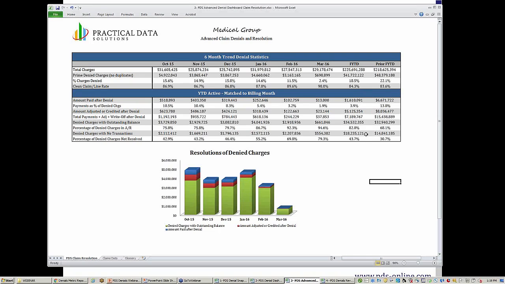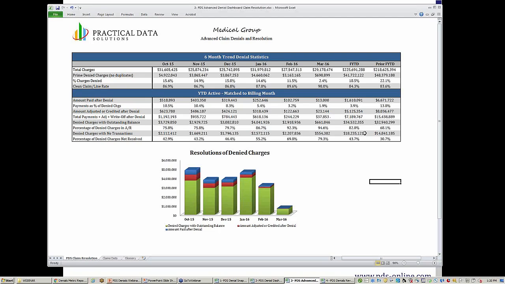Well, we can look at what's been paid after the denial and see that it's really only about 4% that's been paid, or 1.6 million. We can see that we've adjusted off about 5 million, so that's about 7 million that has been what we like to call resolved on our side. Well, that means that there's a lot of unresolved denied charges that are sitting out there. In fact, it's about 82% of our total denied charges.